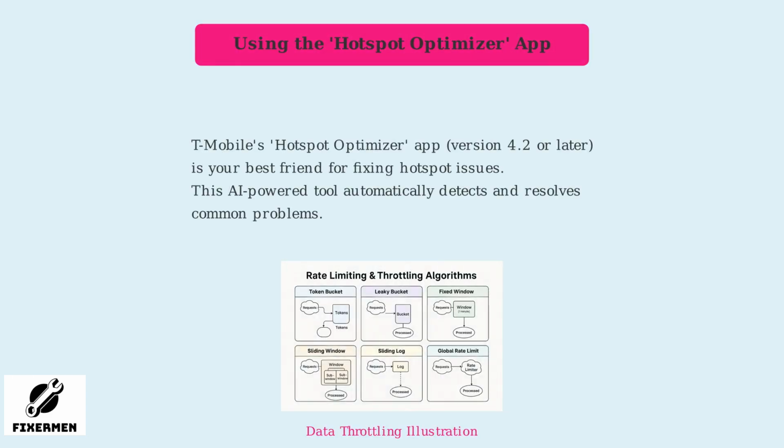T-Mobile's Hotspot Optimizer app version 4.2 or later is your best friend for fixing hotspot issues. This AI-powered tool automatically detects and resolves common problems like data throttling, band switching failures, and device incompatibilities. It specifically addresses issues such as data throttling, shown here with rate-limiting algorithms, band switching failures, and device incompatibilities. To use it, download the app from your App Store and run a diagnostic scan. According to a 2025 case study in NYC, this app resolved 85% of hotspot drops during subway rides.